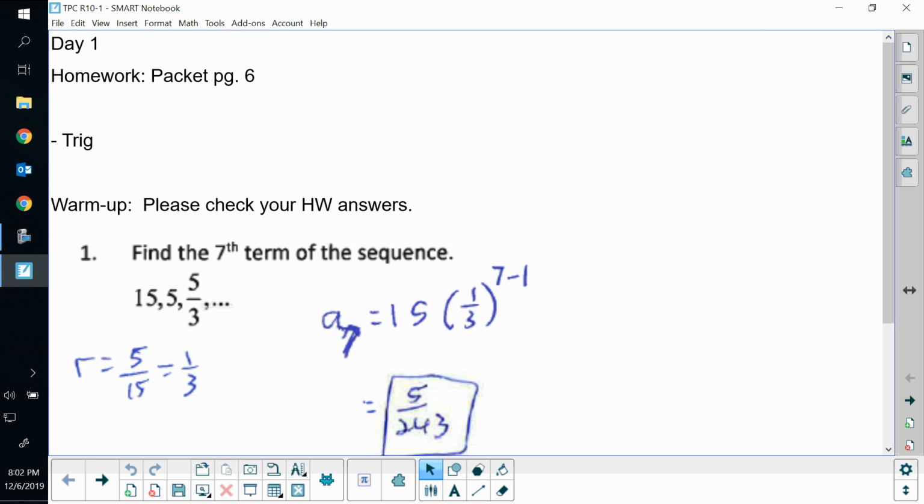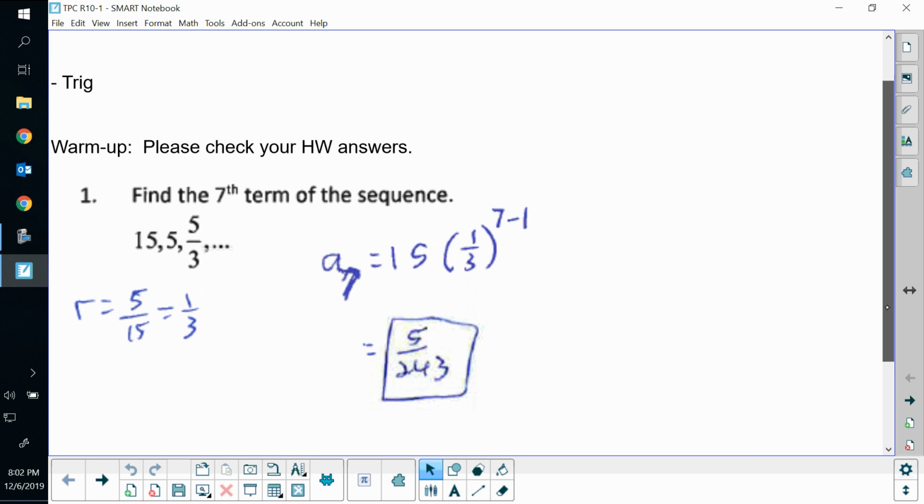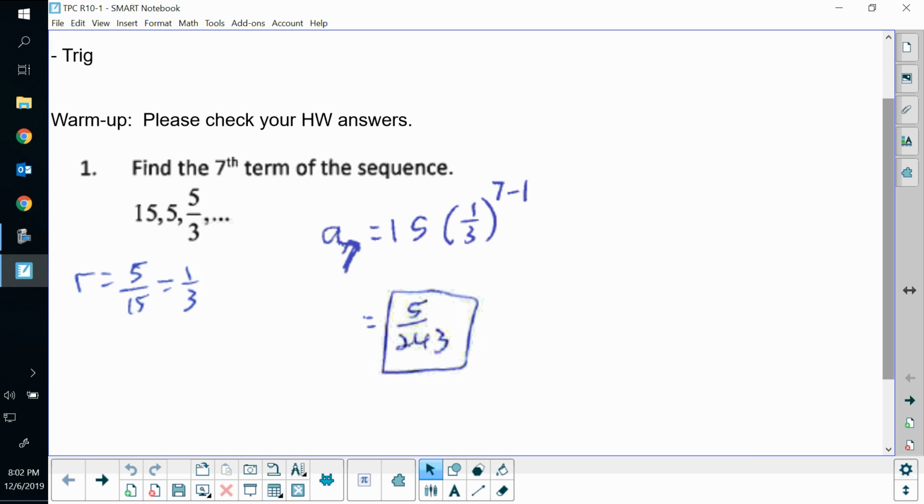All right, so the first one, we wanted the 7th term of the sequence. Notice we're not subtracting the same thing every time, because that'd be subtracting 10 every time. So it is geometric. Do the second divided by the first to get that your r is 1/3. Fill it into your geometric sequence formula on your reference sheet, and we get 5 over 243.